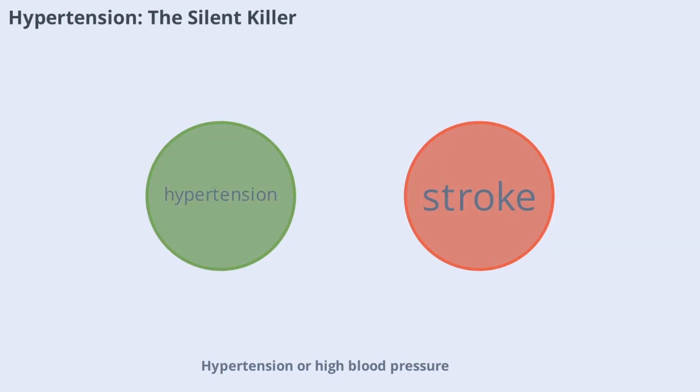Hypertension, or high blood pressure, often develops without obvious symptoms but can damage blood vessels and organs over time. It increases the risk of heart attack, stroke, and kidney disease. Lifestyle factors like diet, exercise, and stress management play a key role in controlling blood pressure. Regular monitoring and medication may be necessary for some individuals. Understanding hypertension's impact helps us prioritize prevention and healthy habits.